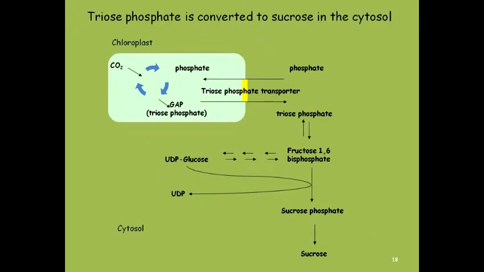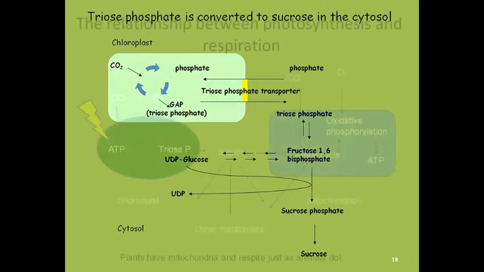The GAP, triose phosphate, is exported from the chloroplast to the cytosol in exchange for phosphate, which is needed for ATP synthesis. Once in the cytoplasm, it can be converted in steps to glucose and then to sucrose.